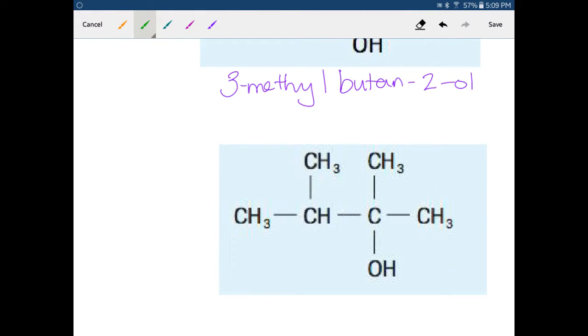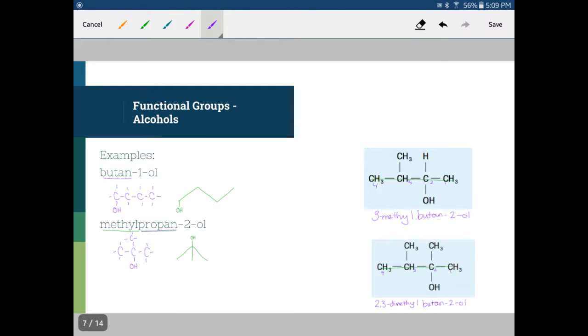Take a look at this guy here. I see that my longest parent chain is here. So when I see that, it looks like I have again butanol, butan-2-ol. Again, if I name from right to left, I'm also going to have 2,3-dimethylbutan-2-ol. Okay, so there are a few examples of both how to draw them and how to name them so far.